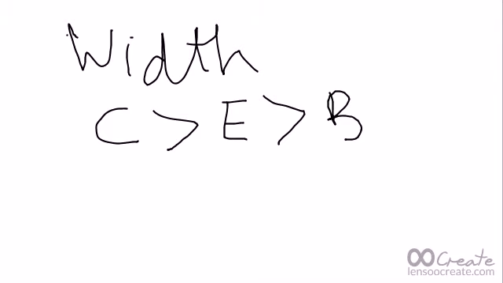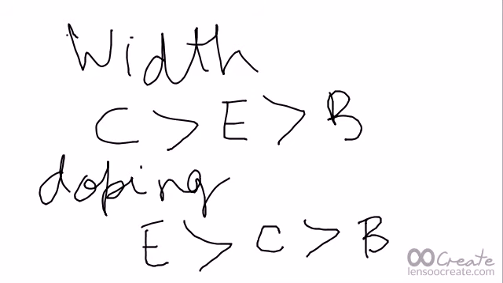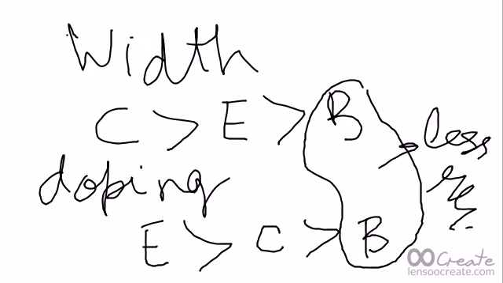You know what doping is, right? Doping is addition of impurities. So in terms of doping, your emitter is largest, then your collector, then your base. So base has less width and less doping, so that there will be less recombination, because we want the majority of electrons to go to the collector region.